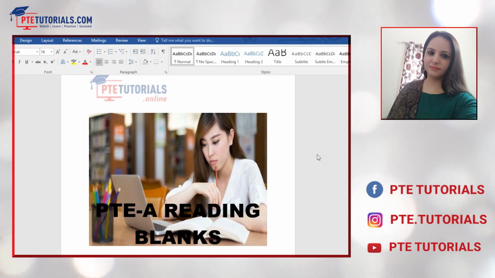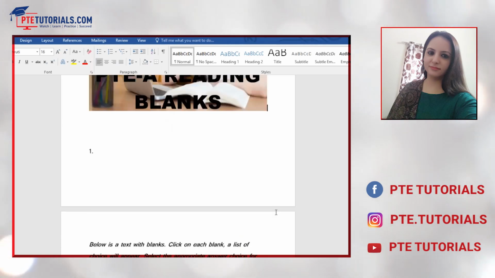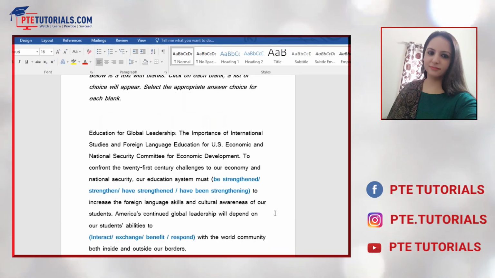Let's start with today's session. I'm going to describe a few details regarding reading blanks. I have taken here some passages for reading and writing blanks. I always say this: whenever you are supposed to do reading blanks, you should take care of three things in the case when you are not aware of the meaning of any word given in the options for a blank.